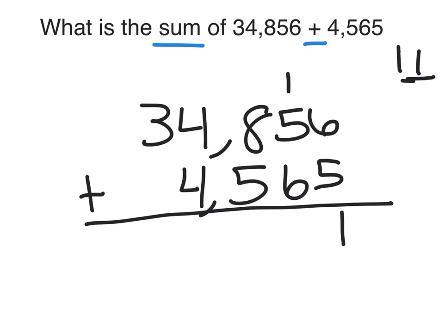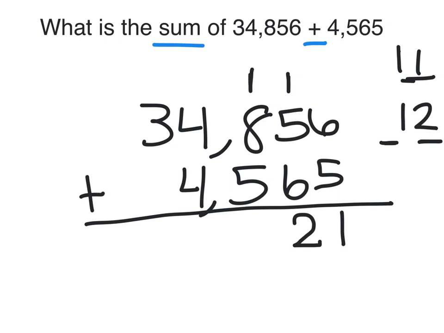Let's move on to our tens. I have 1 plus 5 plus 6. Alright, what is 1 plus 5? 1 plus 5 is 6, and 6 plus 6 is 12. Alright, remember, we're going to put the first number down, and then the second number is going to go to our next place value. So our first number is a 2, so I'm going to put it down, and my next number is a 1, I'm going to raise it up. Alright, so we're done with our tens. Let's move on to our hundreds.